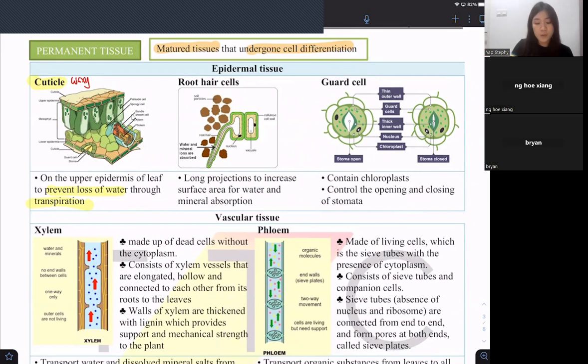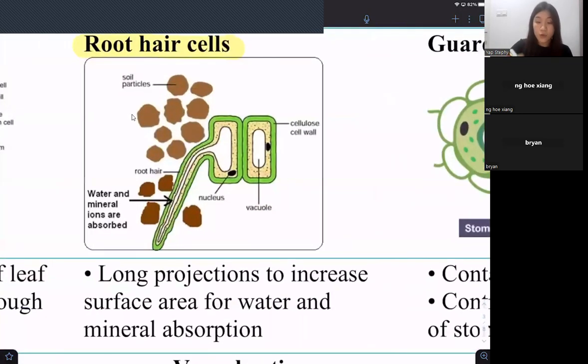And then the next one, root hair cell. I believe that you all know. Root hair cell means the root hair is found on the surface of the root. So this one is a long projection. The long projection can help to increase the surface area for water absorption. So this is the root hair. So it can increase the rate of water absorption. Okay, so this is the adaptation. So this one you all can know.